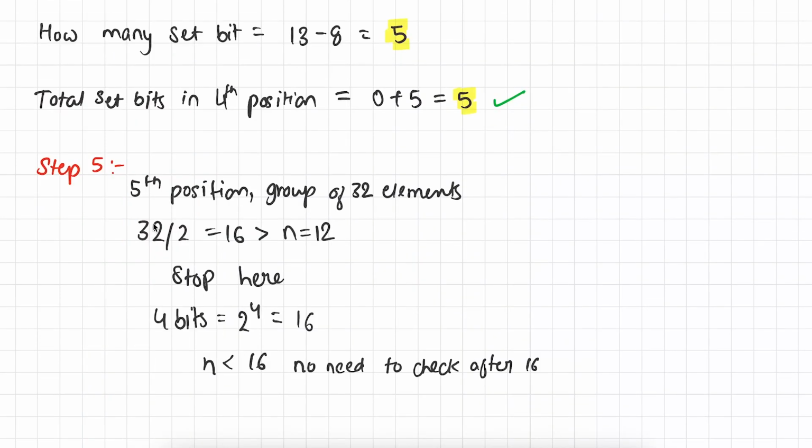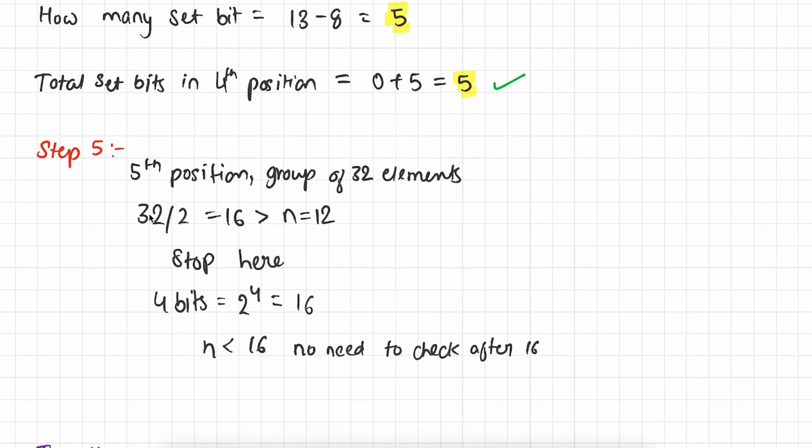Okay, now let's consider 5th position. Here we are going to find group of 32 elements. But when we divide 32 by 2, we get 16, and that is greater than 12. So here we have to stop. And the reason is simple. We have considered 4 bits, and in 4 bits there are 16 numbers possible, because 2 to the power 4 is equal to 16, and our n is only 12. So we do not need to go beyond 16, because if you go beyond 16 you only get zeros. If you consider 32-bit integers, then after 16 you get all zeros, right? So no need to check after 16. So this is our stopping condition.